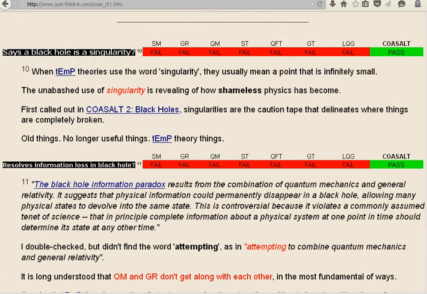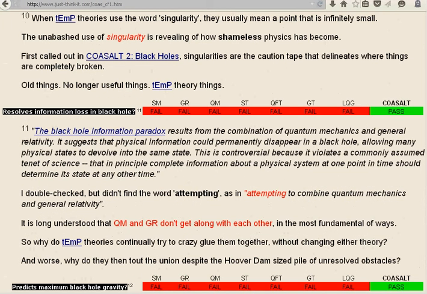Well, I double-checked and I didn't find the word attempting in that quote, as in attempting to combine quantum mechanics and general relativity. It is long understood that quantum mechanics and general relativity don't get along with each other in the most fundamental of ways. So why do the existing mainstream physics theories continually try to crazy glue them together without changing either theory? And worse, why do they then tout the union despite the Hoover Dam-sized pile of unresolved obstacles?